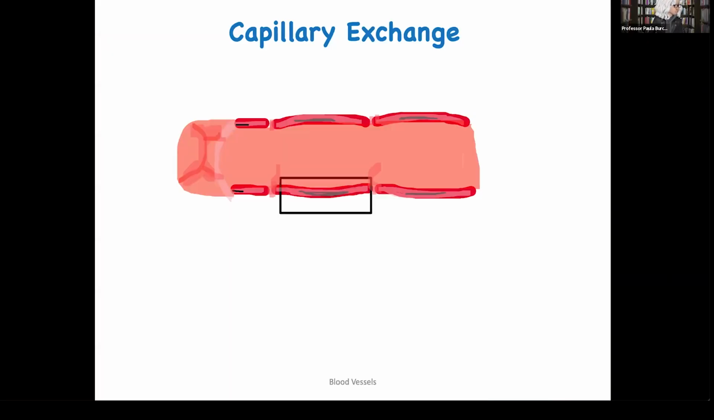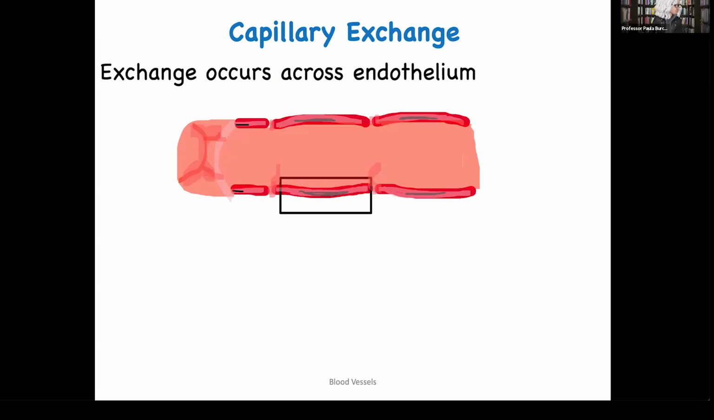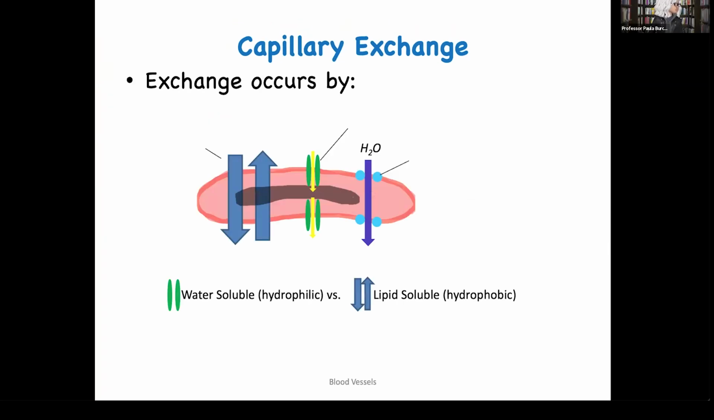The exchange of the materials between the capillary and the tissues occurs across the endothelium by several different mechanisms. We'll be looking at these three mechanisms, beginning with diffusion, a passive transport mechanism where substances move from an area of high concentration to an area of low concentration.